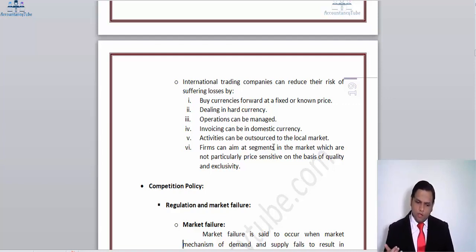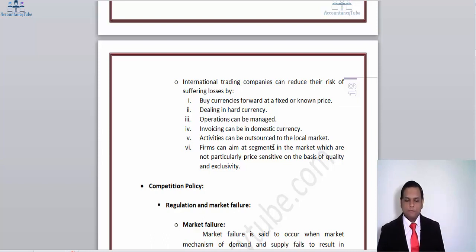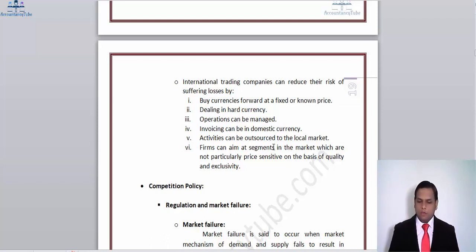Then we've got operations can be managed. This involves managing the operations, we can do them in an area or perhaps at a time in which there is the least fluctuation of the currency. Then we've got invoicing in domestic currency. Businesses can invoice their customers in a domestic currency, so the risk of exchange rate falls on the customers.